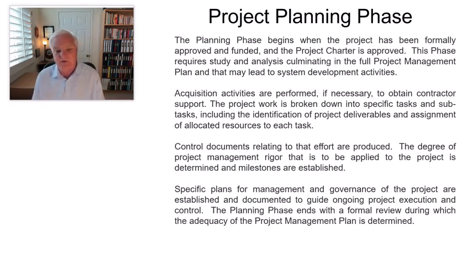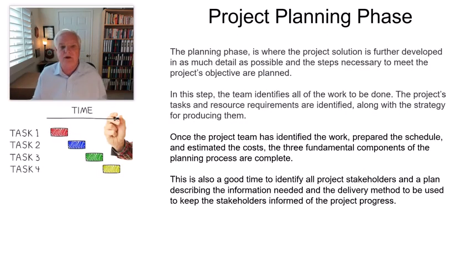Now, the planning phase ends with a formal review during which the adequacy of the project management plan is determined. So that project management plan basically takes all of the elements that we've got, controls all of them together, and capitalizes them into one area. So we've got a plan, how to execute it, what the elements of it are, what the pieces to it are for us to continue moving forward. So let's just talk about this project planning phase. It's where the project solution is further developed. That scope statement gets as much detail as possible, and the steps necessary to perform the project objectives are planned.